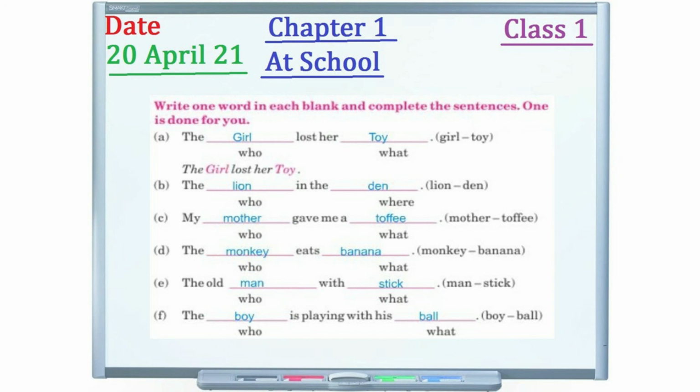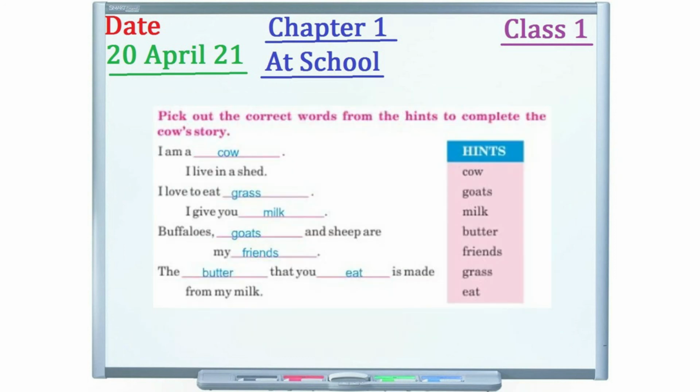F. The dash is playing with his dash. Who and what? The boy is playing with his ball. Now, last exercise. Pick out the correct words from the hints to complete the cow's story. Here is a cow's story.